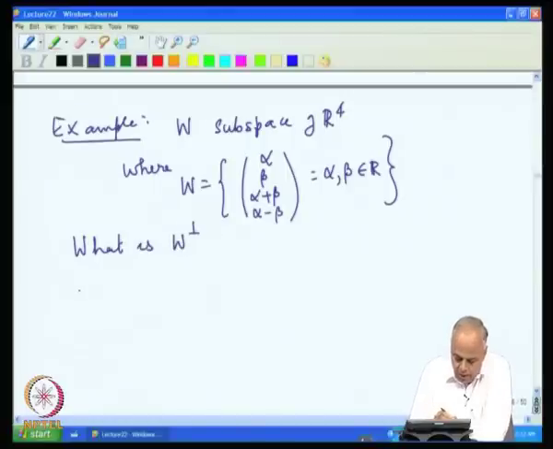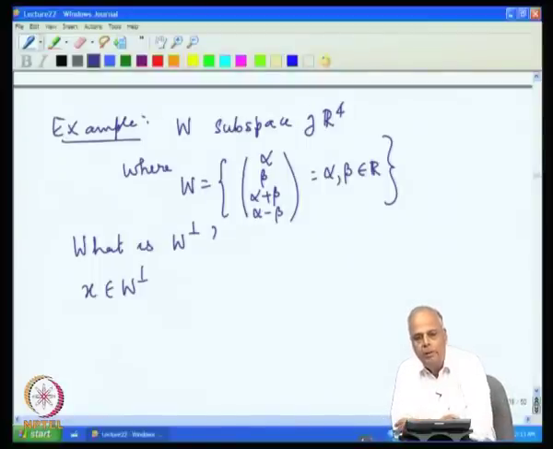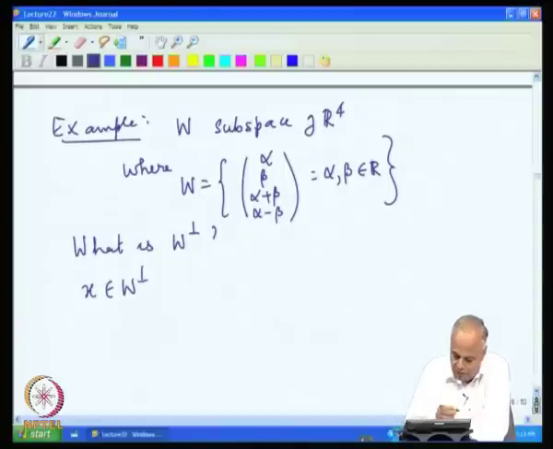Now, let us say that we want to find x belonging to W perp. What does it mean to say that x is perpendicular to all the vectors in W? Suppose x is perpendicular to the basis vectors in W, then it will be automatically perpendicular to all the vectors in W. Let us verify this.